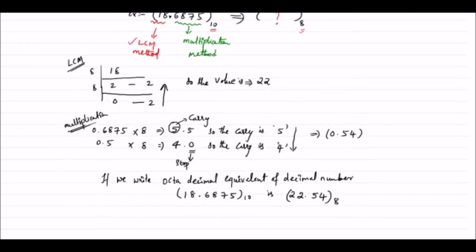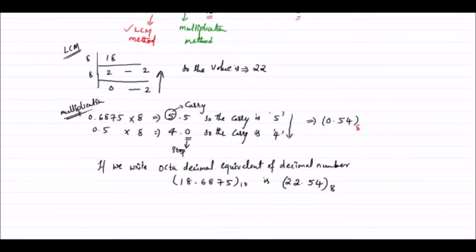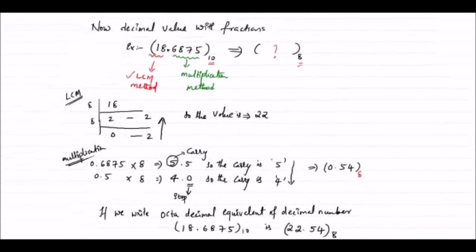I'll write 0.4 base 8. Okay, so if I write this complete value, 18.6875 base 10, whose equivalent octal value is represented as 22.54.